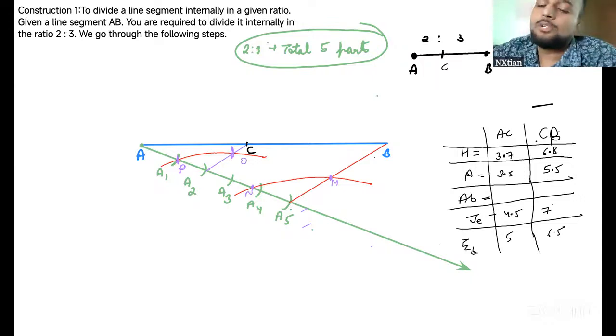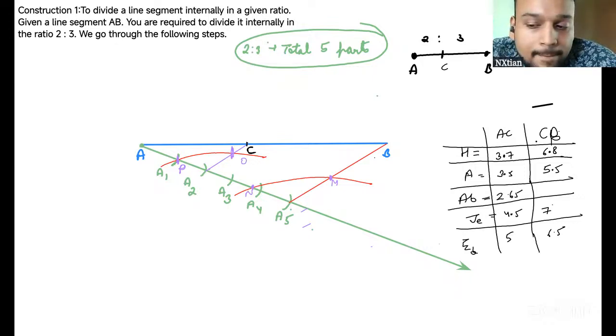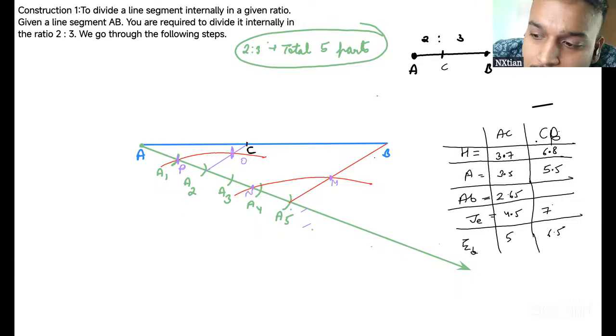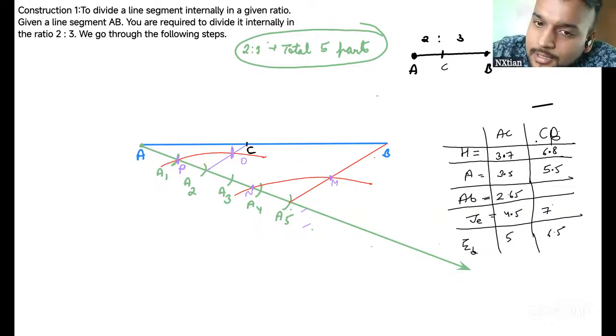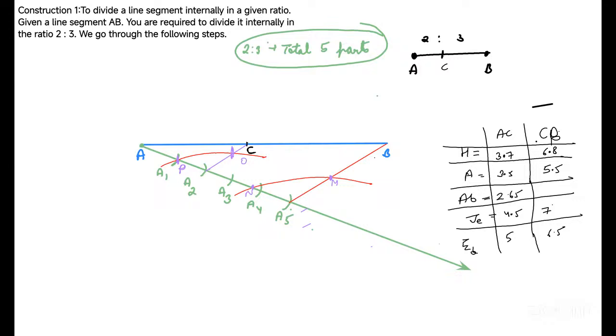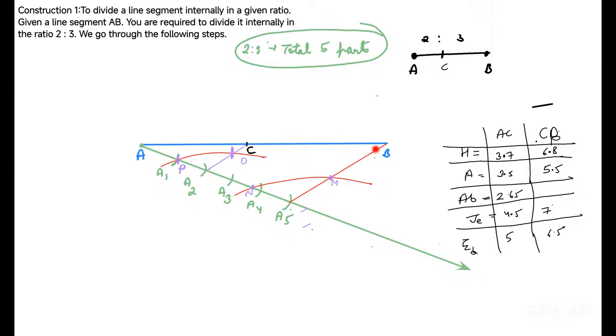Okay, correct. So, Abigail, you got the measurement. Yeah, sir. AC is 2.65. And CB, sir, where exactly is B? CB, how much? Sorry, say it again. Okay. I wrote it as CD and not CB. Yeah, CB. This CB is how much? CB is 4.3. 4.2. Okay.